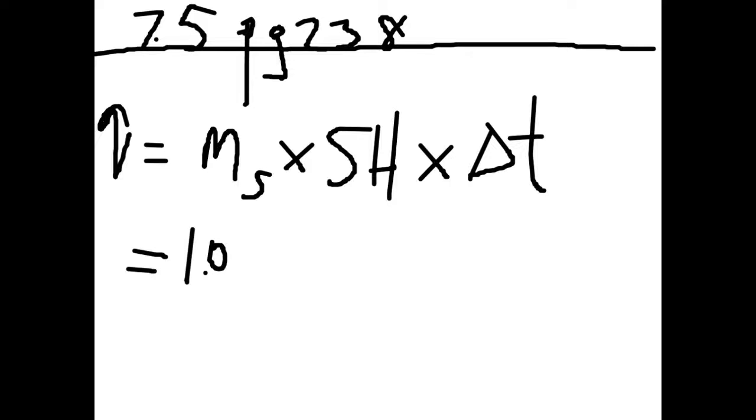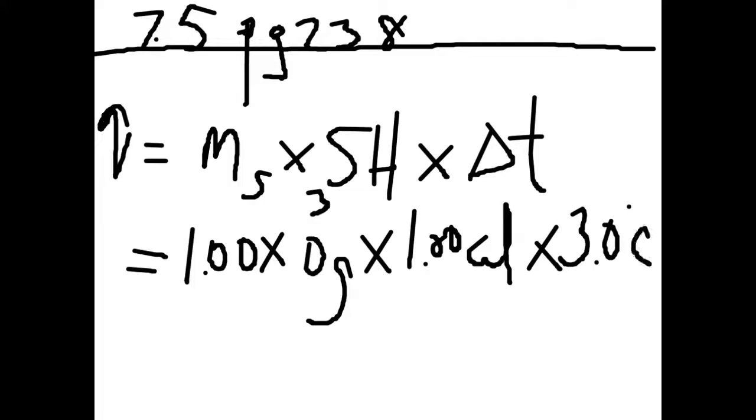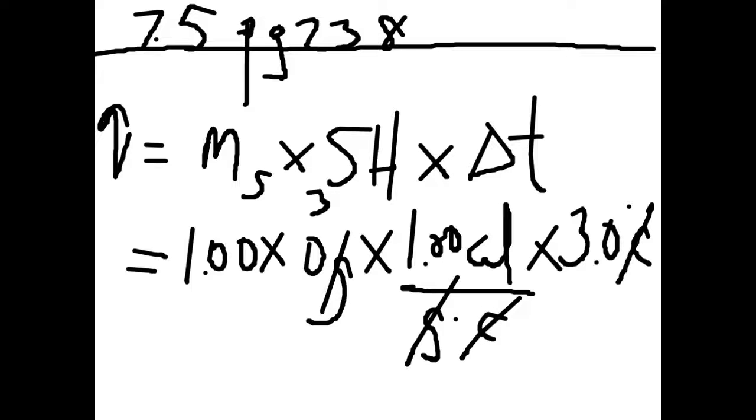Plug it in. 1.00 times 10 to the 3 grams. What's the specific heat always of water? 1 calorie, right? Times, what's delta T? 3 degrees Celsius, correct? 3? No, we don't, because if you look, the units for specific heat are gram and degree Celsius at the bottom, correct? The gram cancels with this gram, and the Celsius cancels with that Celsius. Is that clear so far? So now finish off the math, please.